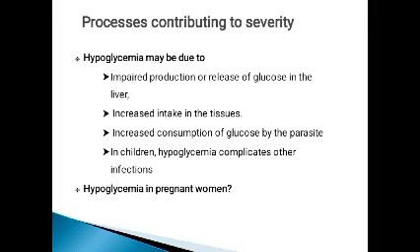Processes contributing to severity. Hypoglycemia may be due to impaired production or release of glucose in the liver, increased uptake in the tissues, and increased consumption of glucose by parasites. In children, hypoglycemia complicates other infections. Hypoglycemia also occurs in pregnant women.